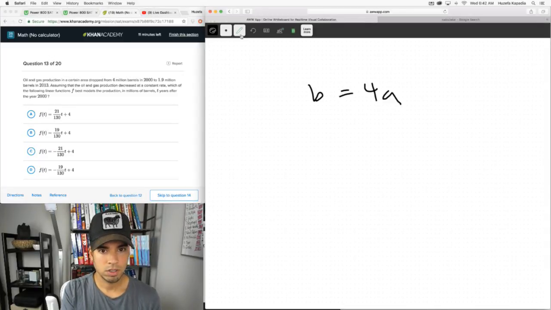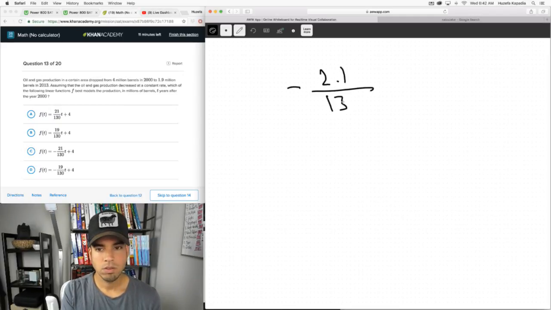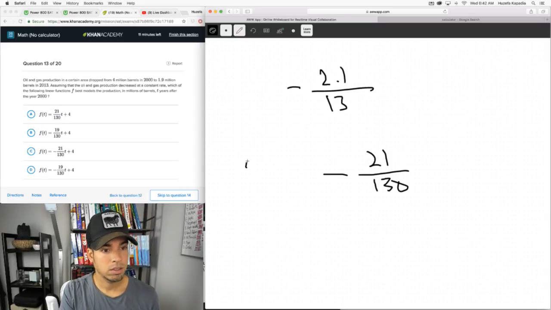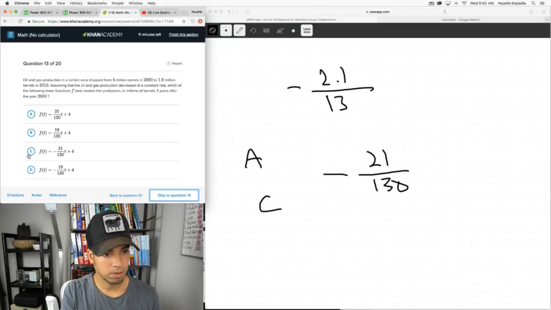Next. 13 is: Oil and gas production in a certain area dropped from 4 million barrels in 2009 to 1.9 in 2013. Assuming it decreases at a constant rate, which of the following linear functions best models the million barrels over 2 years? Okay, so that means in 13 years, it's a change of 13. And here it's a change of negative 2.1. So negative 21 over 130 is the slope. So B and D are out, the wrong slope. It's either A or C, and it's a drop. So it's this guy.